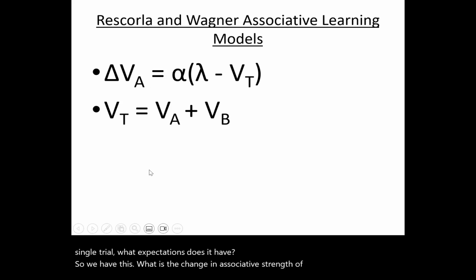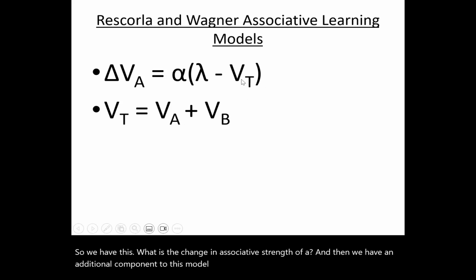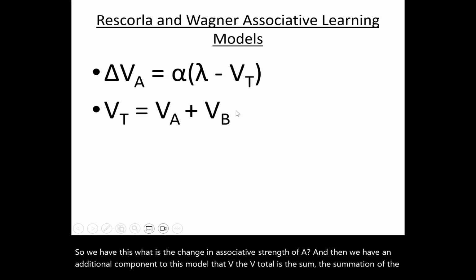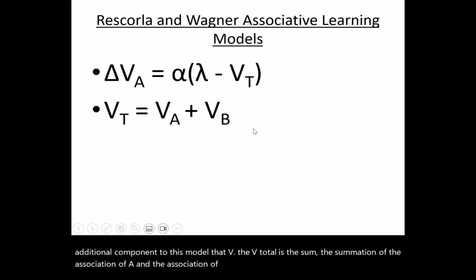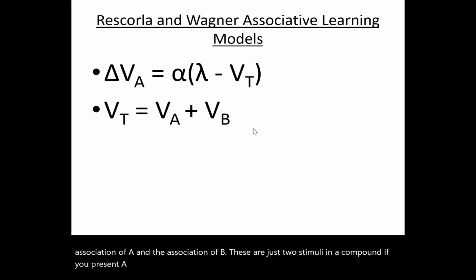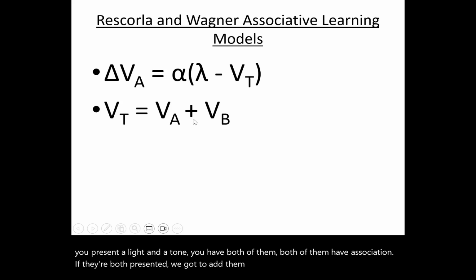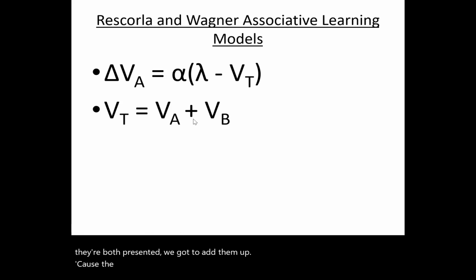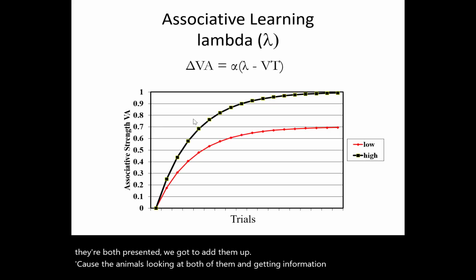And then we have an additional component to this model: V total is the summation of the association of A and the association of B. These are just two stimuli in a compound. If you present a light and a tone, you have both of them with association. If they're both presented, we have to add them up, because the animal is looking at both of them and getting information from both of them.